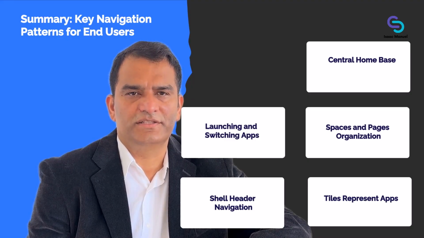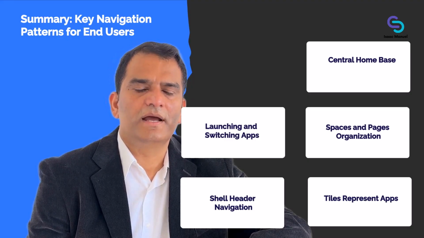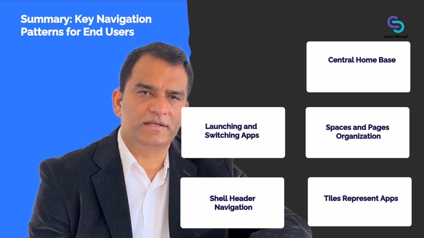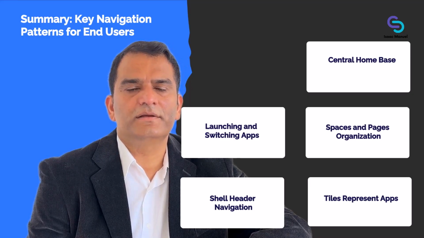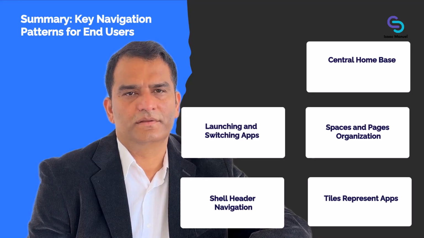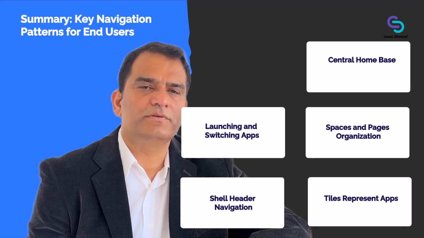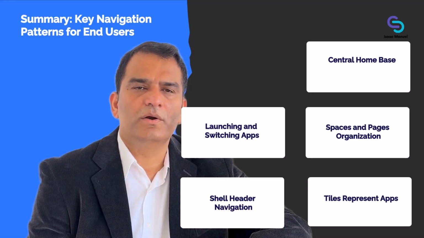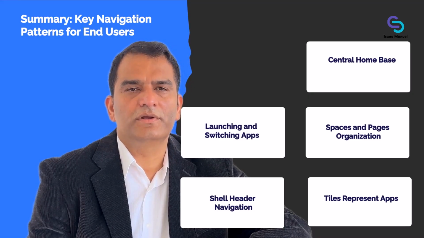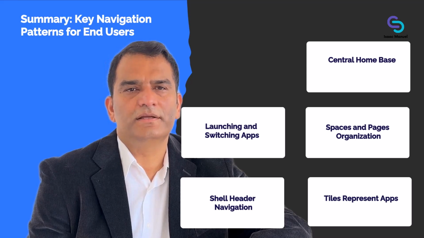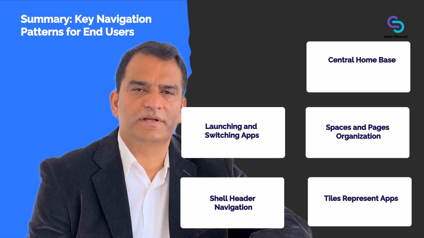Next, launching and switching apps. To open an app, simply click its tile. It will launch within the Launchpad, keeping the header and navigation intact. You can have one or multiple apps open in tabs, depending on configuration, and use the home icon or back arrow to return to the Launchpad home. If you need an app not on your home page, use the search or app finder to locate it quickly.